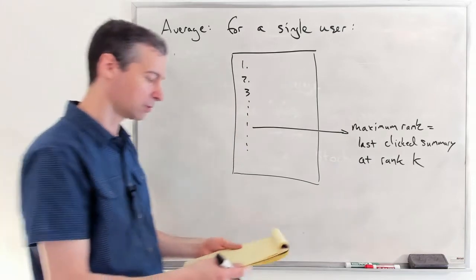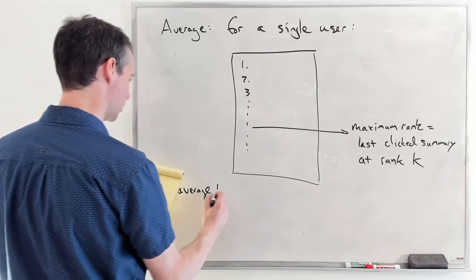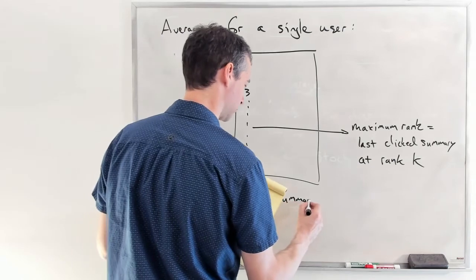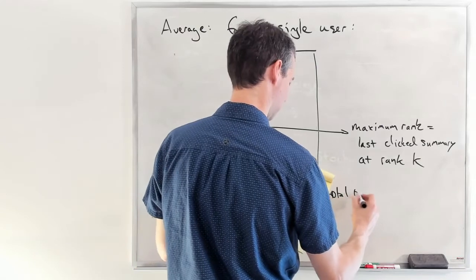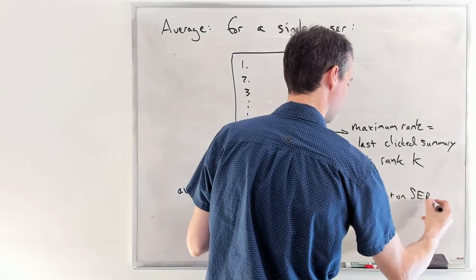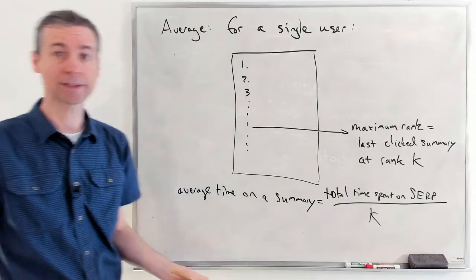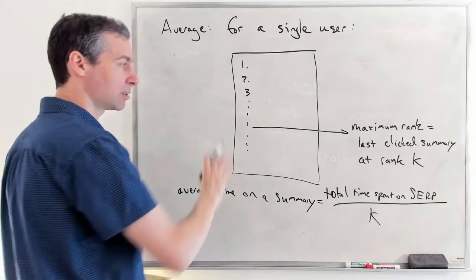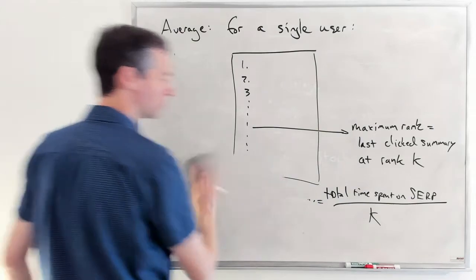All right, so it's pretty easy then to say that the average time on a summary is equal to the total time spent on the search engine results page divided by K, the maximum rank. Easy, absolutely. Now what gets a little bit more complex is deciding how to put this into the overall model that we're going to use.